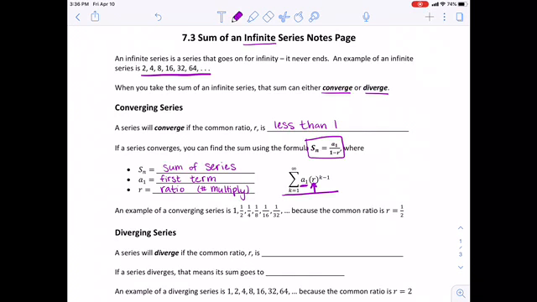So here we have an example of a converging series, 1, 1/2, 1/4, 1/8, and it's converging because the common ratio is 1/2. We're multiplying by 1/2 each time, and notice how each subsequent number is smaller than the number before it. So that's how we know the series is going to converge.